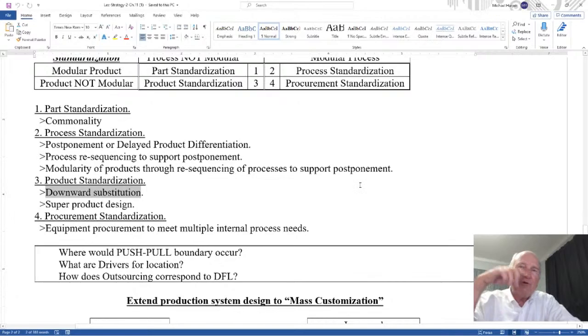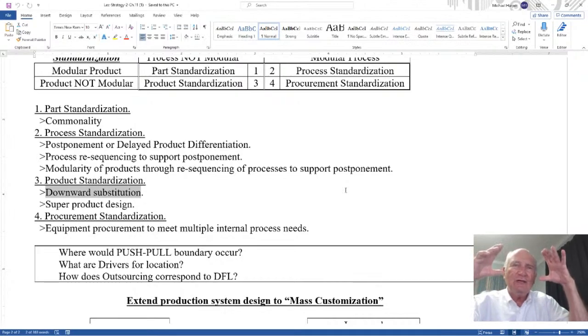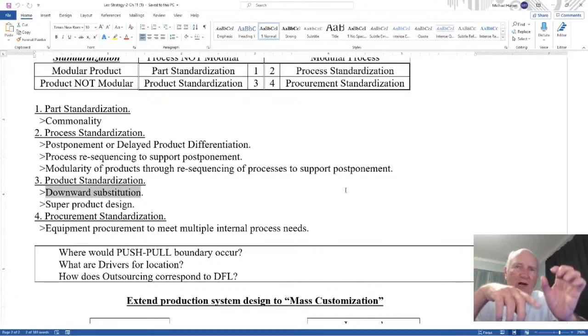Okay, and also downward substitution. In other words, the product can satisfy what it's designed for, but it can also satisfy other requirements that it wasn't designed for. It'll work fine if you use it down there too. So you can substitute it downstream, or downward substitution. It does much more than you need for less requirements, but you can downward substitute it because it'll do it anyway.